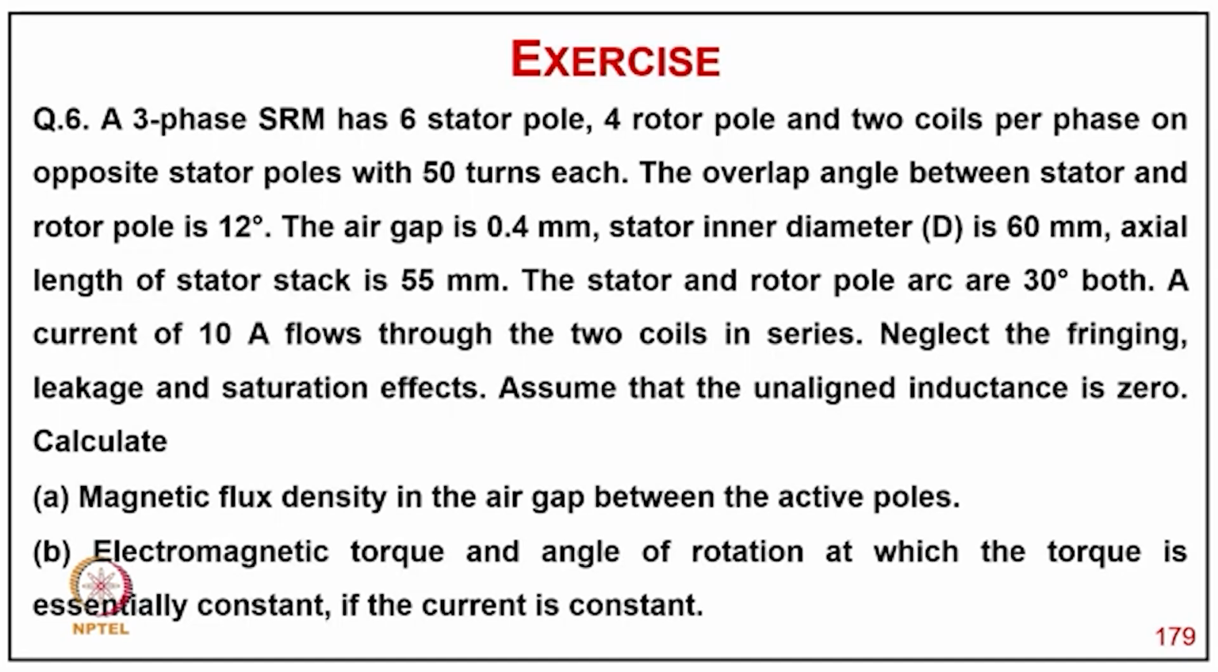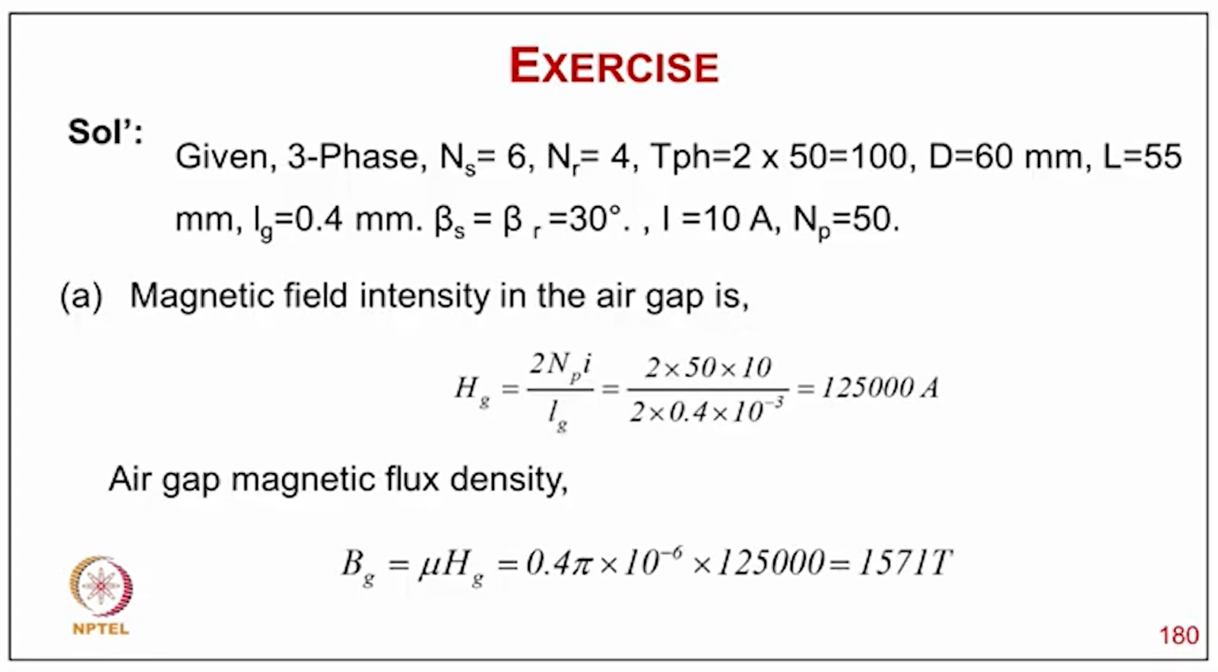Assume the unaligned inductance 0. Calculate the magnetic flux density in the air gap between the active poles, electromagnetic torque, and angle of rotation at which the torque is essentially constant if the current is constant. The solution is given all data, given 3-phase, Ns equal to 6, Nr equal to 4, Tps 2 into 50, 100, D equal to 60 mm, L 55 mm, Lg 0.5, beta s equal to beta r 30 degree, I equal to 10 ampere, and P equal to 50.